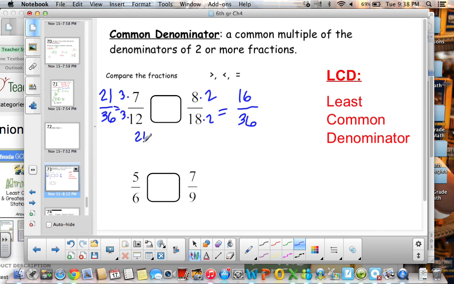So I'm going to rewrite this, just so it's nice and organized. And yes, you should be writing this in your notebook. Because our denominators are exactly the same, now we have the same amount of pieces. We have 21 and 16. So we know that 21 36ths is greater than 16 36ths. Going back to our original form, we know that 7/12 is greater than 8/18.